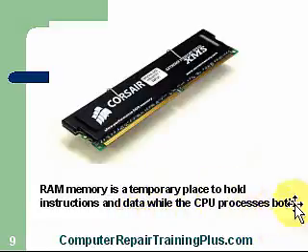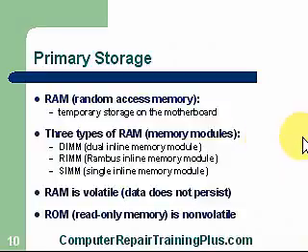Primary storage: RAM, random access memory. It's temporary. There are 3 types: DIMMs, RIMMs, and SIMMs. DIMMs are pretty much all we see today. There are dual inline memory modules, DDR1, DDR2, and now DDR3. It's getting faster and faster because the CPUs demand faster memory.